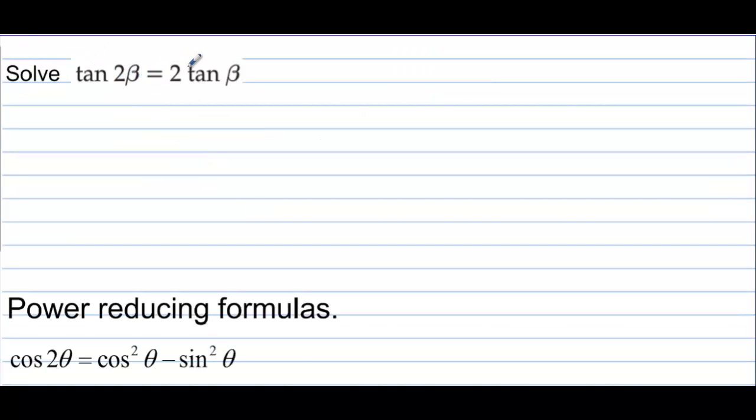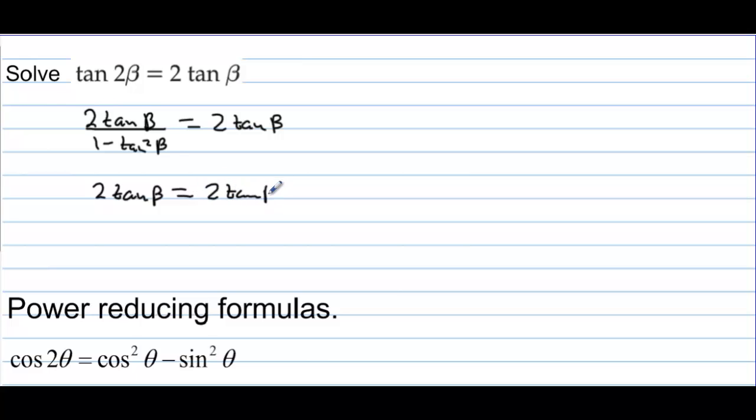Solve tangent of 2 beta equals 2 tangent of beta. Well, the double angle formula for tangent is 2 tangent of beta over 1 minus tangent squared beta, and that's equal to 2 tangent of beta. Now we can multiply both sides by 1 minus tangent squared, and we have 2 tangent of beta equals 2 tangent of beta times 1 minus tangent squared beta. Then we can divide both sides by 2 tangent beta, and we get 1 equals 1 minus tangent squared beta.